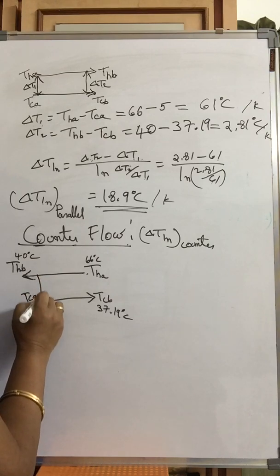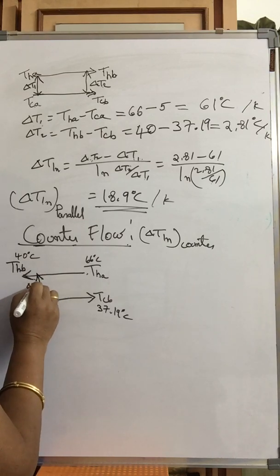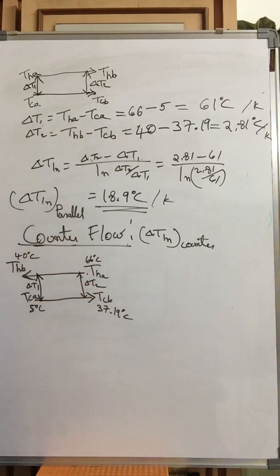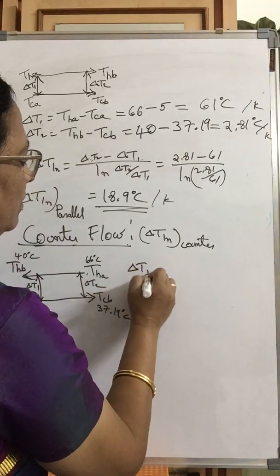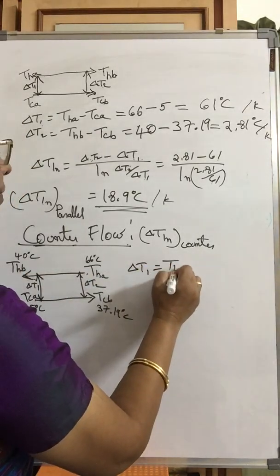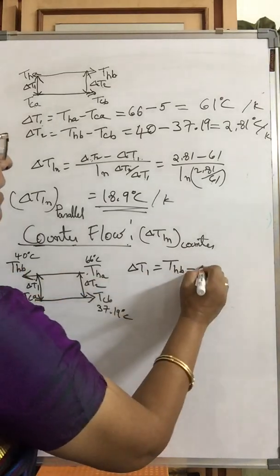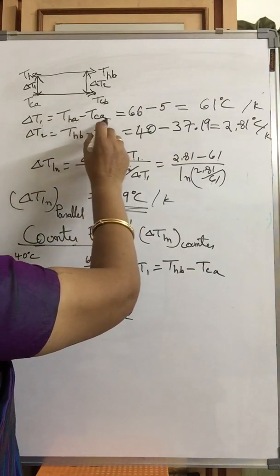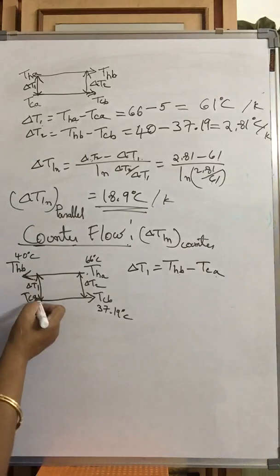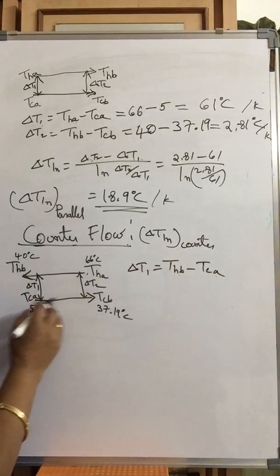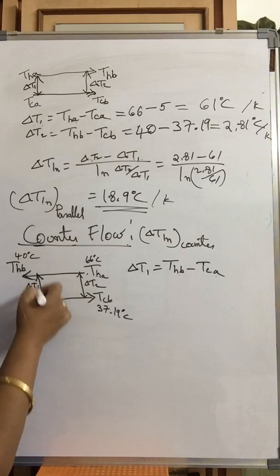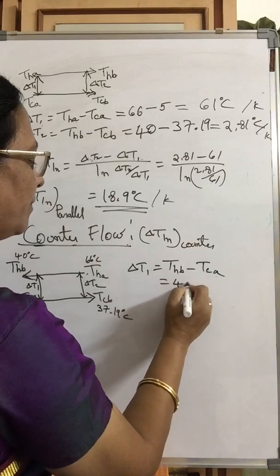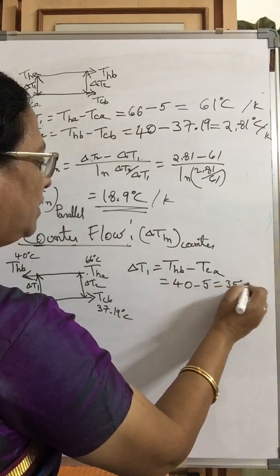Now delta T1 is always at the entrance, and delta T2 is always at the exit. Like this we should write. So what is delta T1 now? Delta T1 equals THB minus TCA. Earlier, in case of parallel flow, delta T1 equals THA minus TCA. Here it is THB minus TCA. You need not memorize these; if you draw these two lines, you can easily write the expressions. So THB is 40 minus 5, that is 35 degrees centigrade.